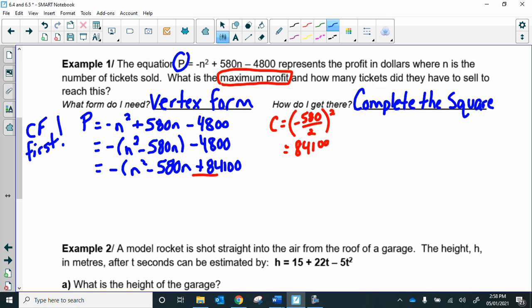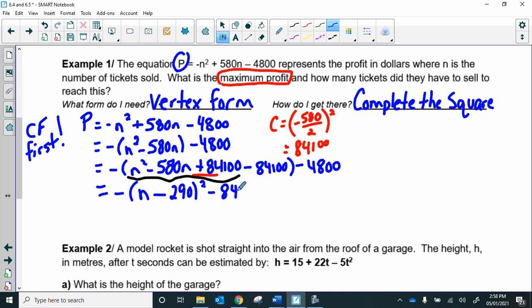And because we added it, now we have to subtract it. Outside the bracket on the end is this minus 4,800. Don't forget about it. We're going to keep that all the way down. Okay, so why did I find that magic number? I did it so that I could factor this perfect square here. Keep your negative out front. Square root of the first term, first sign that you see. Square root of the third term, square root of 84,100 is actually 290 squared. I still have my subtract 84,100.